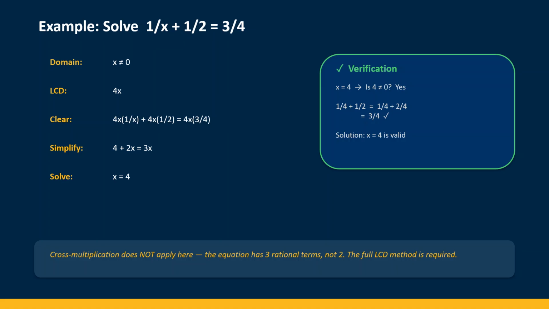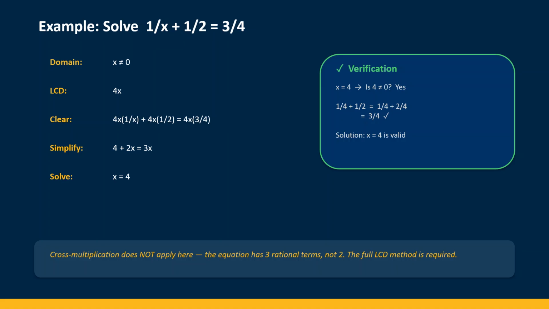Step 1. Domain restrictions. The variable x appears in the denominator of the first term, so x cannot equal 0. The denominators 2 and 4 are constants and impose no additional restrictions. Thus the domain is all real numbers except 0.